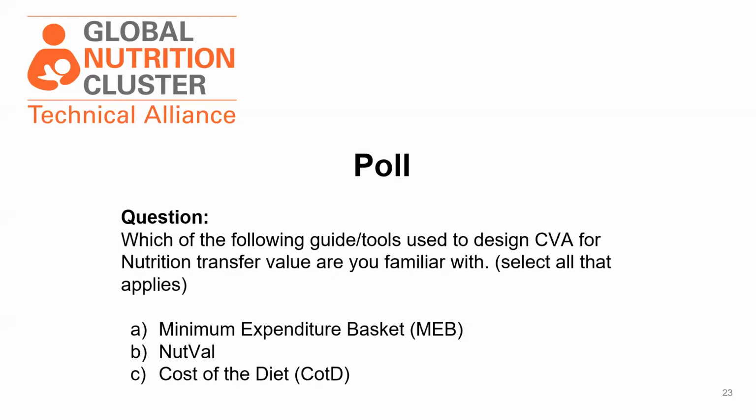Okay, so most of the audience today seems to be more familiar with the minimum expenditure basket, which is followed by the NUTVAL and cost of the diet, which is really understandable, considering that, as we presented at the beginning, most of the practitioners have used the minimum expenditure basket so far to design transfer value. So we are probably going to do a good job in organizing this orientation on these two other tools that we would like to encourage you to use to make the transfer value more nutrition sensitive.